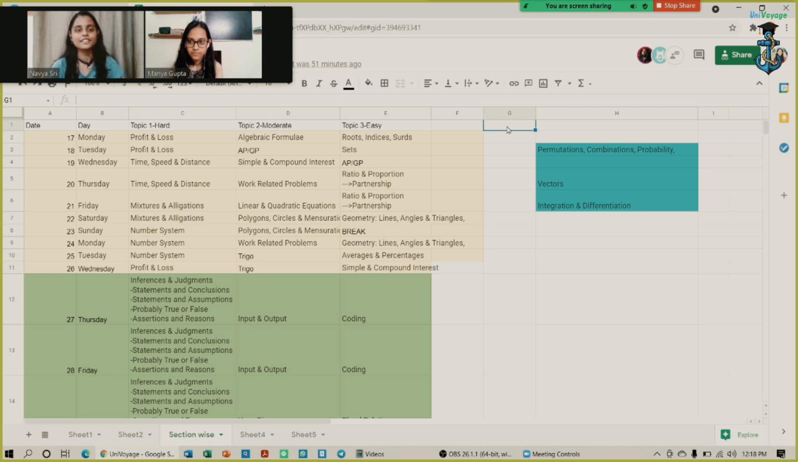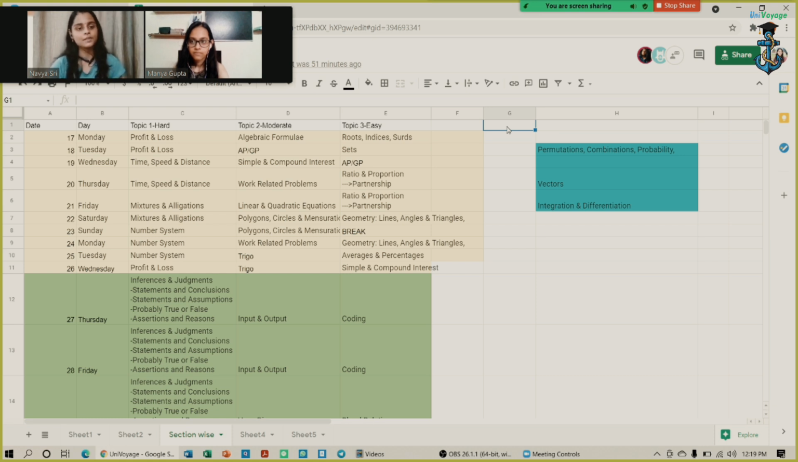So we have presented 3 sheets, that is 3 schedules for all of you. And we understand that each of us is not the same. I study in the morning, Manya would study in the night. So it depends and differs for each and every one, because of which we have made 3 separate schedules. You can follow the one which you prefer based on the difficulty you feel for each of the sections.